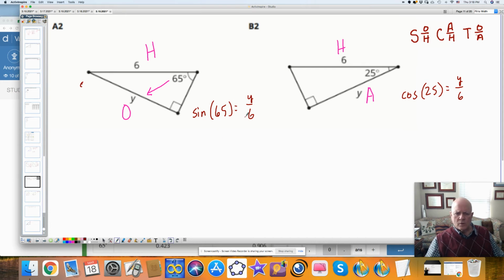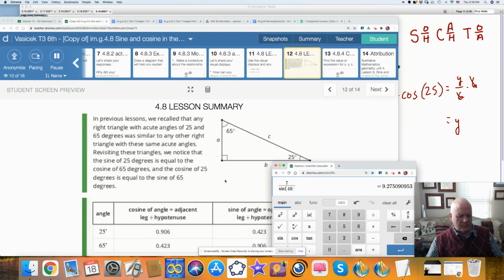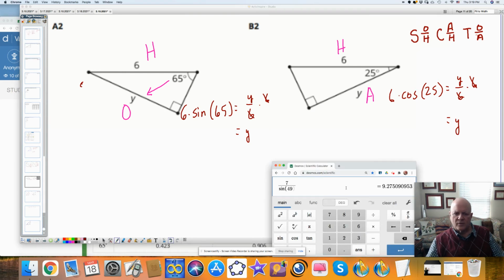Here, multiply both sides by 6. When I do so, this cancels, and I get 6 times the sine of 65 is equal to y. Here I multiply both sides by 6. These cancel, and I get 6 times the cosine of 25 is equal to y. And I can do this and plug it into my calculator. So I get, 6 times the sine of 65, 5.4.